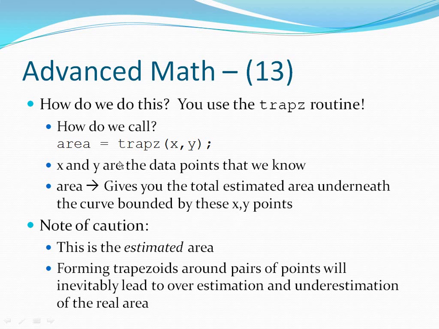So just a quick note of caution. This is the estimated area. If you form trapezoids around pairs of points, it'll inevitably lead to what's called overestimation and underestimation. Because what's going to happen is that you might draw a trapezoid which will calculate area outside the boundaries of the graph. So it'll actually add more area, or it won't estimate as much area as you want. So just take this with a grain of salt whenever you calculate the area. But at least this will give you an idea of what the area is.